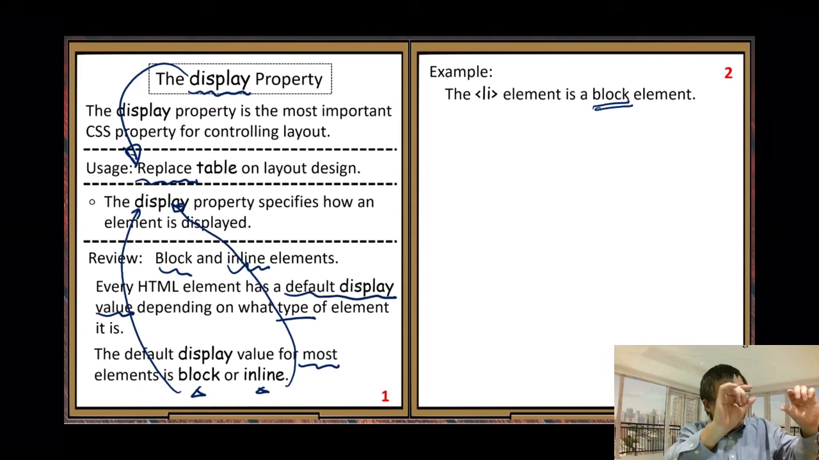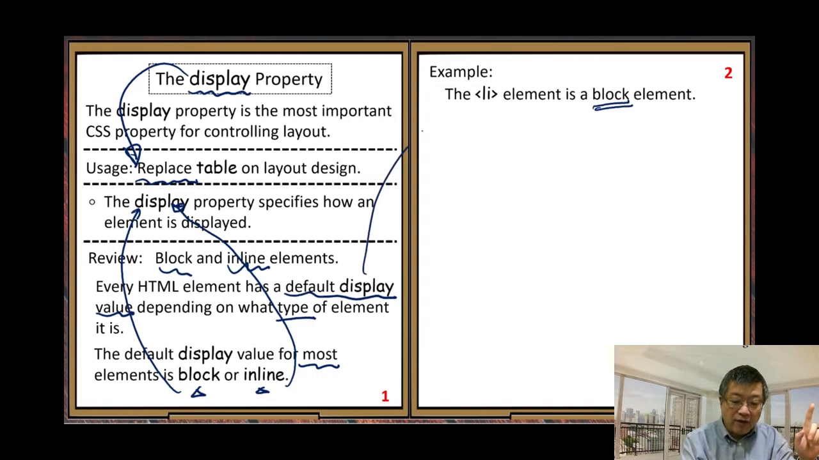Li, by default, is a block element. So you know the meaning? Block: it starts from a new line and spans the whole row, right? By default. So that means the default property value for the li element is block.